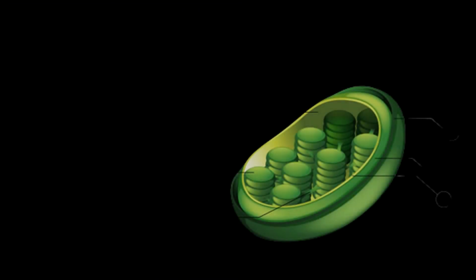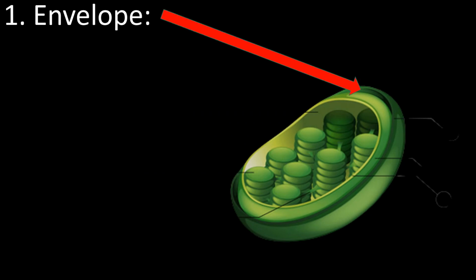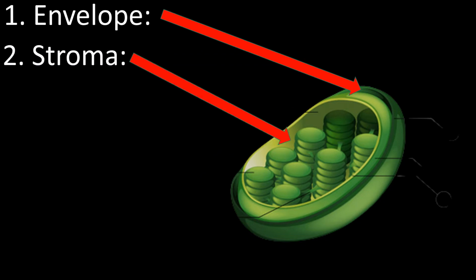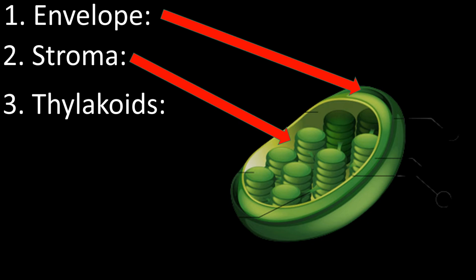The chloroplast is covered by an outer covering, that is envelope. The envelope has an inner membrane and an outer membrane. The chloroplast is covered by a double layered envelope. Inside the envelope there is stroma. The matter inside the envelope forms the stroma. Stroma has flattened disc-like structures called thylakoids.